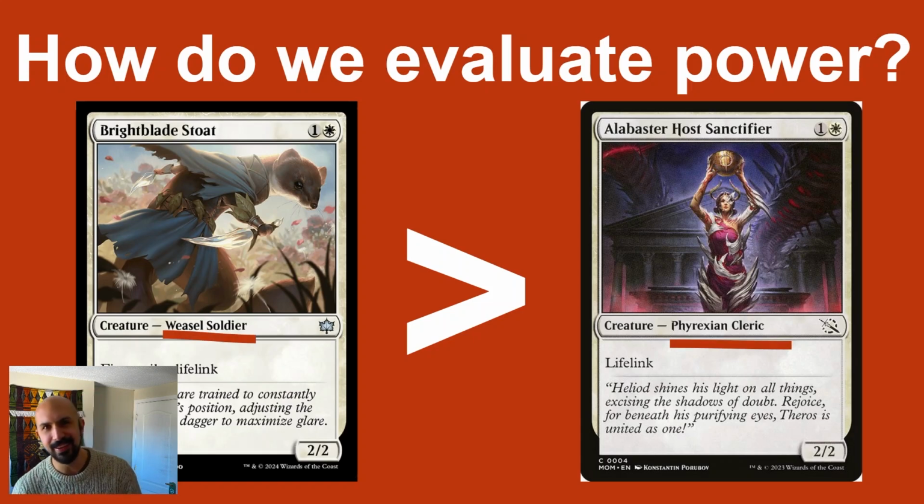Now, obviously, I'm being a little facetious here, because the second we start thinking about creature types, and the second we go beyond this very, very reductive analysis of these cards, we start hitting problems. Well, Alabaster Host Sanctifier will be better in your Phyrexian deck, whereas Brightblade Stoat will be better in your Weasel deck. Like, right? These are things that do matter.